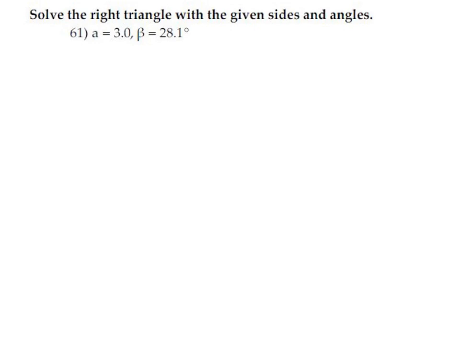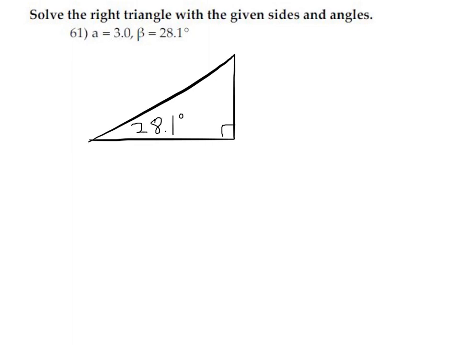Solve the right triangle with the given sides and angles. We have A, lowercase a, so that's a side, equals 3.0, that's the length of that side, and beta, Greek letter, that would be an angle, that equals 28.1 degrees. So let's draw a triangle. And we have a right angle, 90 degrees. We have a 28.1, so I'm going to put that one in the one that's the smaller angle, how I drew this triangle. And now where does A go?